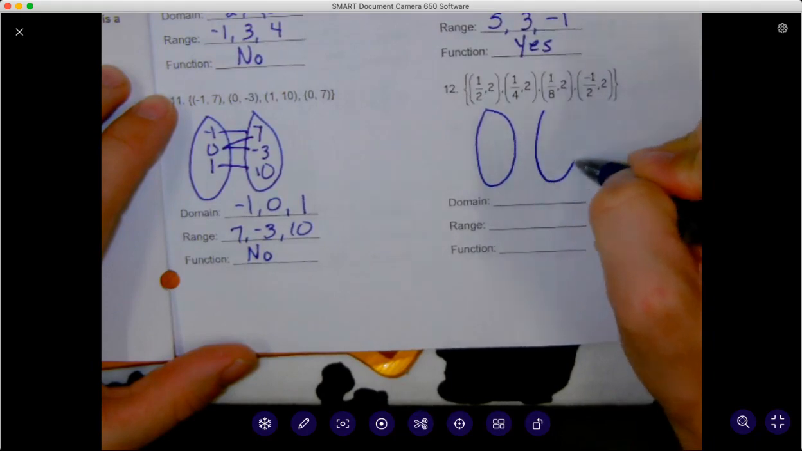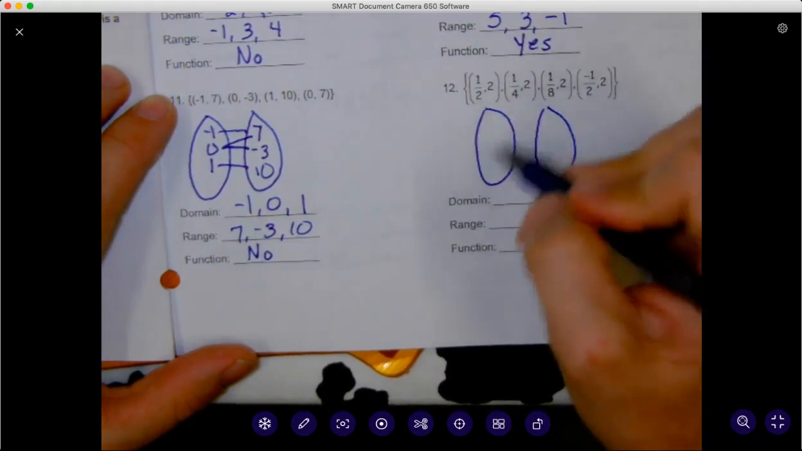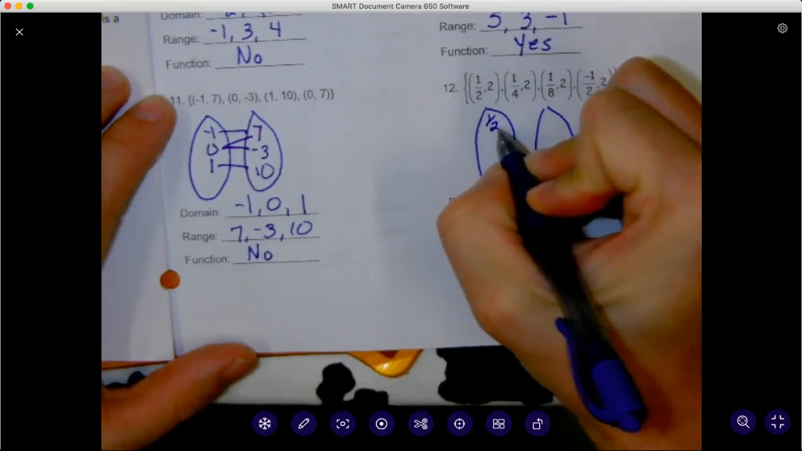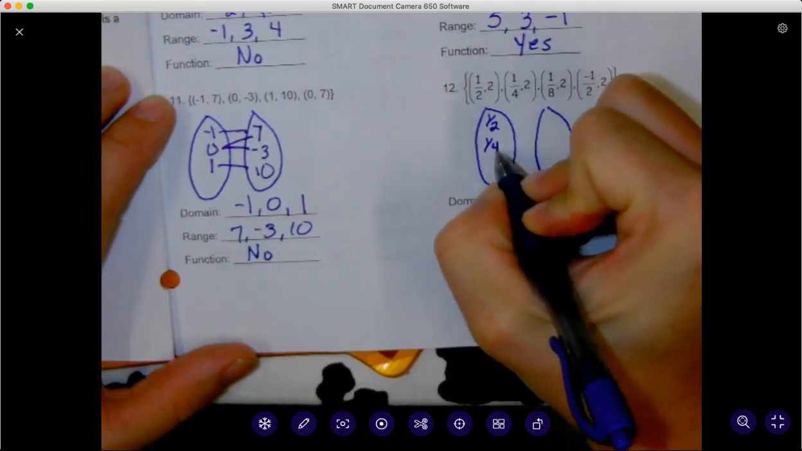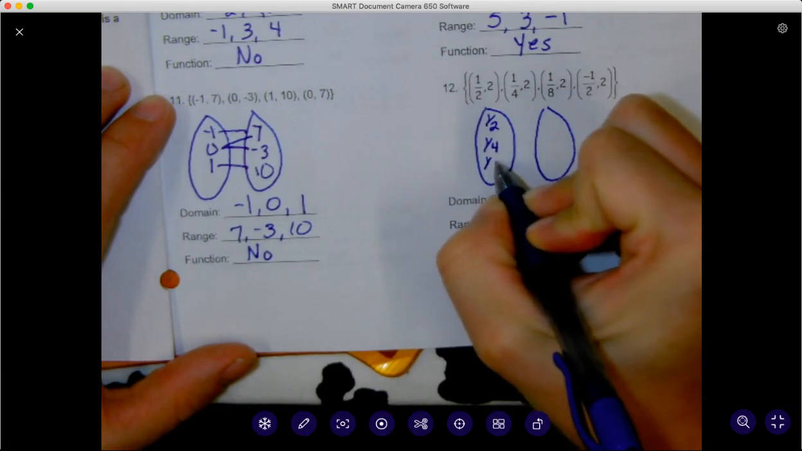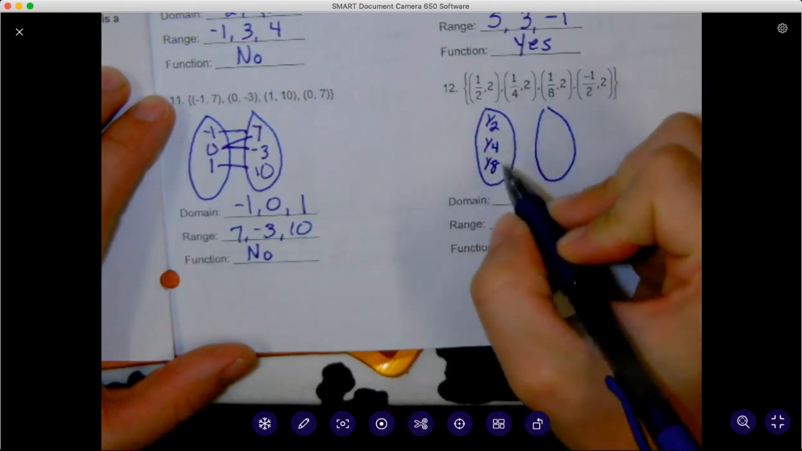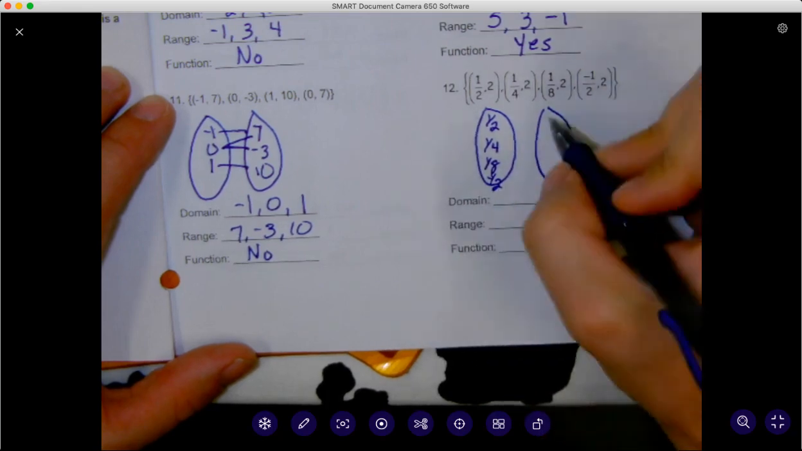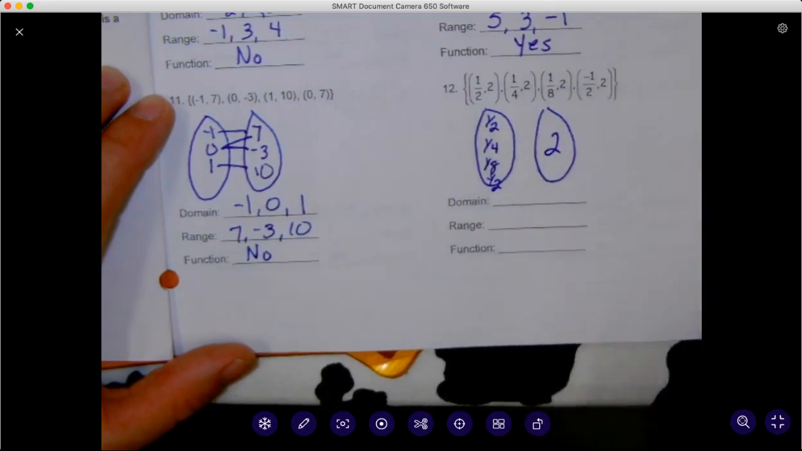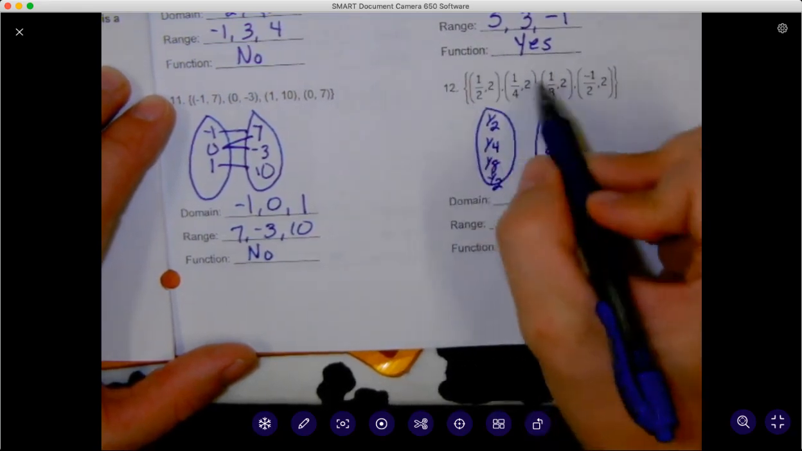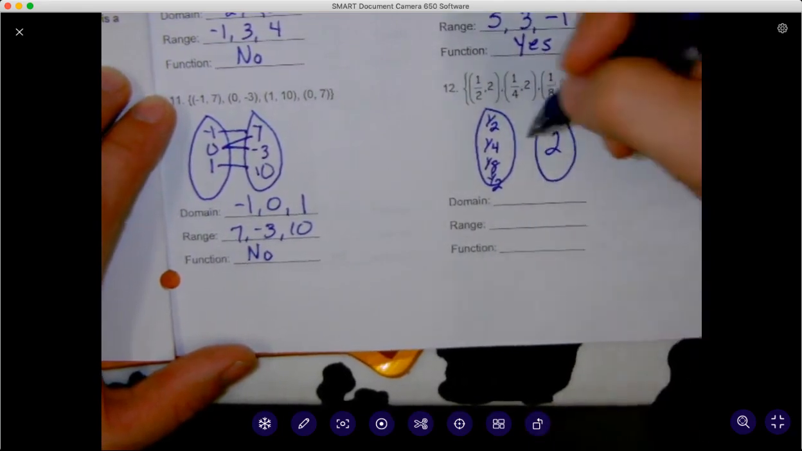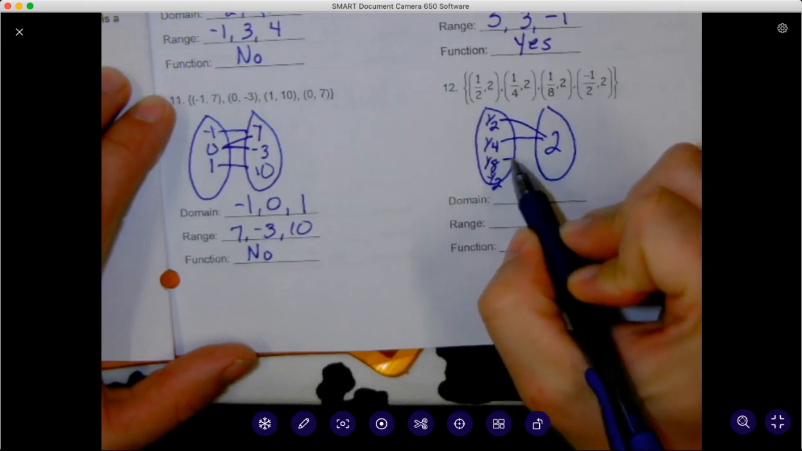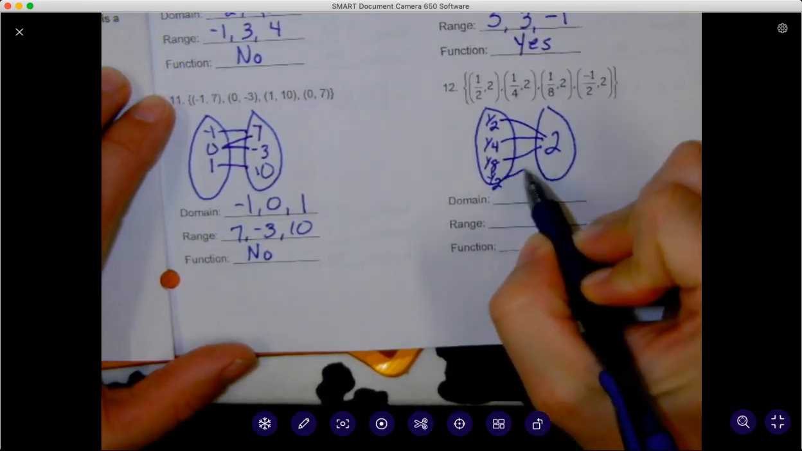Mapping diagram. It's just 2 circles. We're going to do the domain, which is the list of x values in the first: 1/2, 1/4, 1/8, and -1/2. And then the list of girls is all 2, 2, 2, 2. We just got to write it down one time. So 1/2 likes 2, 1/4 likes 2, 1/8 likes 2, -1/2 likes 2.